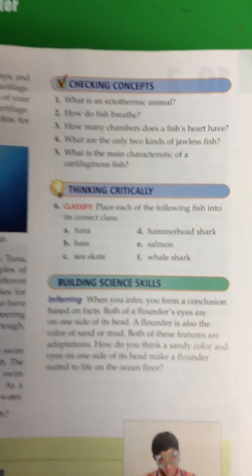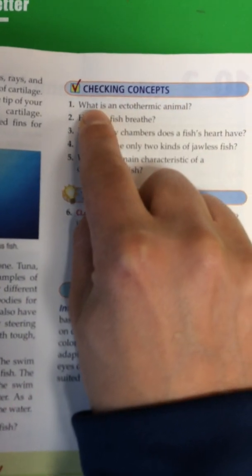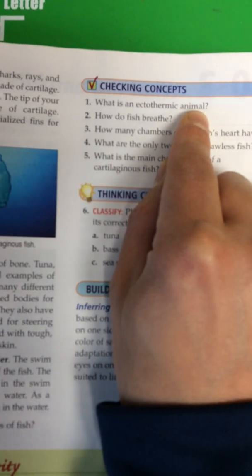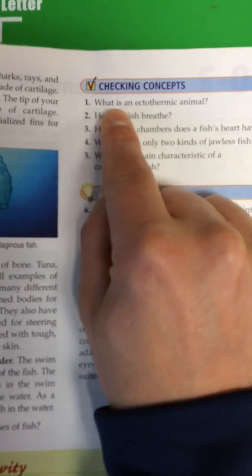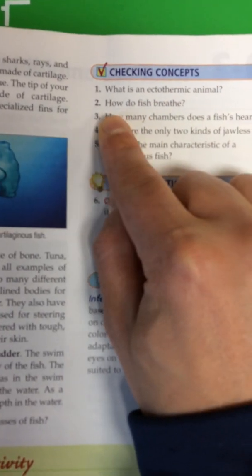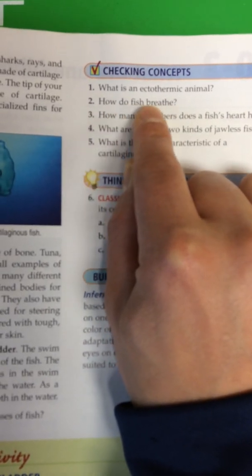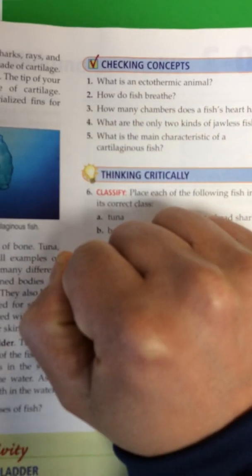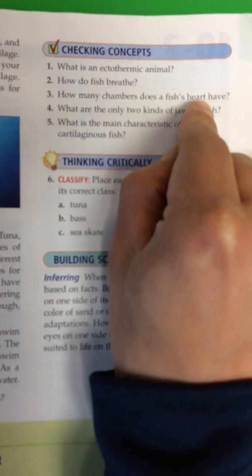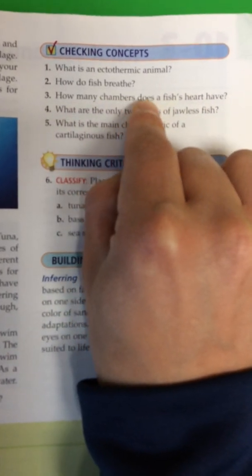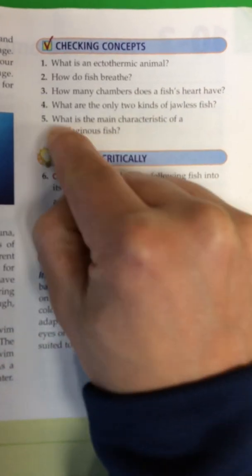And now we're on to the questions. Checking concepts. Number 1, what is an ectothermic animal? So you would answer in complete sentences in your science notebook by saying, an ectothermic animal is, and then explain. Number 2, how do fish breathe? Fish breathe by blank. Number 3, how many chambers does a fish's heart have? So you would say a fish's heart has blank chambers.